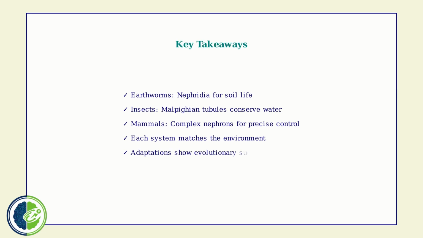Perfect. You've now seen how earthworms, insects, and mammals have each evolved unique excretory systems perfectly suited to their environments. From the simple nephridia of earthworms to the complex nephrons of mammals, each system shows nature's incredible ability to adapt and survive.